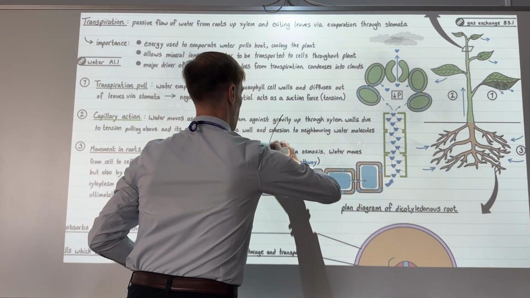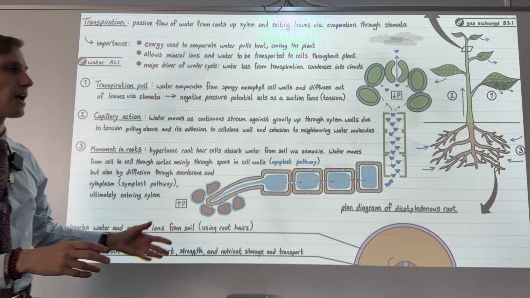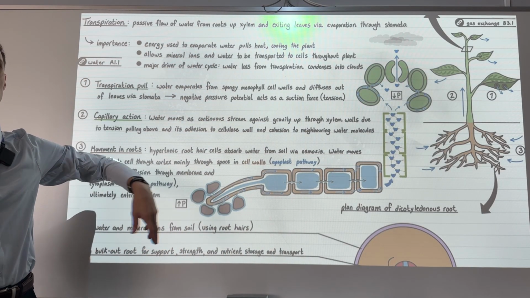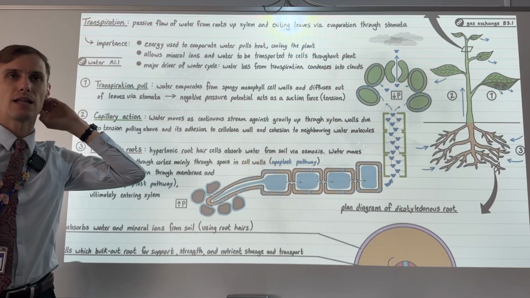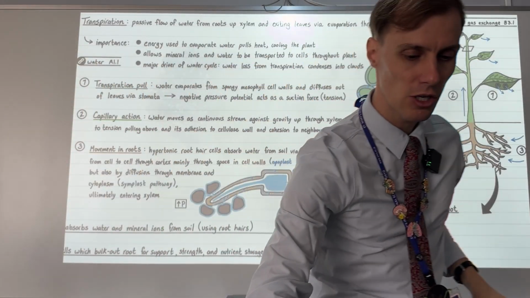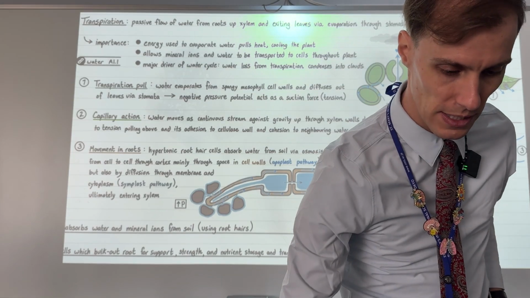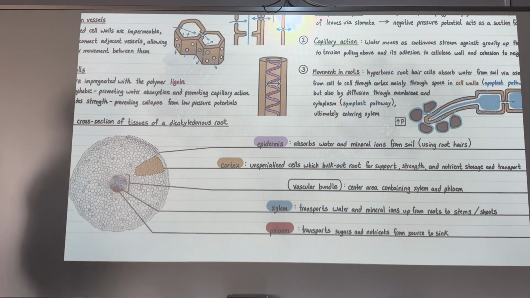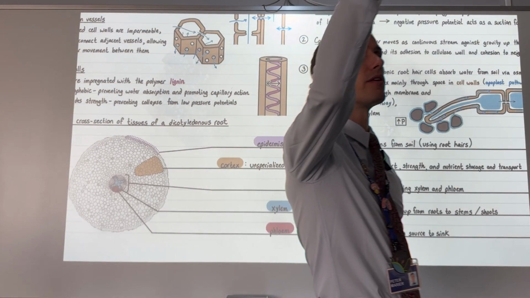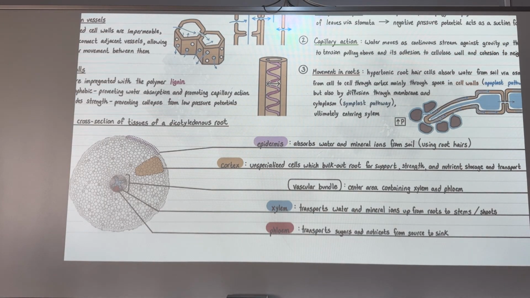So the last thing that I want to talk about is, now that we understand how transpiration happens, what's going on in the stems, let's do the same thing, but let's look at how our tissue is distributed in the roots. So let's take a look at that. Some similarities between the roots and the stems is that they have a lot of the same tissues, but they're organized in slightly different areas.